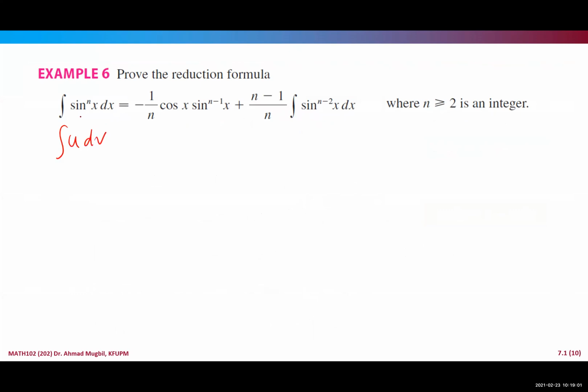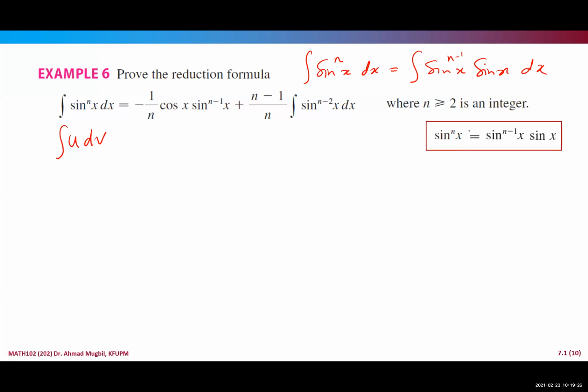But of course, if you use u to be sine to the power n and dv to be dx, it will not be that practical. So what is the trick? You will write the integral of sine to the power n x dx as the integral of sine to the power n minus 1 x times sine x. What I did is use the idea that sine to the power n is just sine to the power n minus 1 multiplied by sine. If you multiply this sine by this one, 1 plus n minus 1 will be n. Like when you have sine to the power 4, it will be sine to the power 3 multiplied by sine to the power 1.